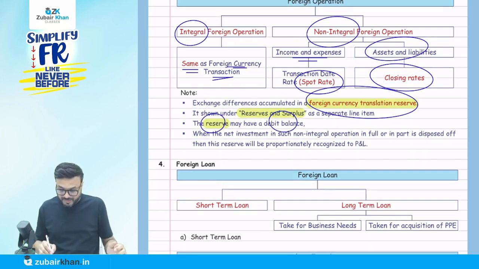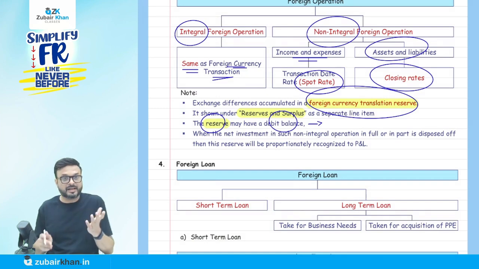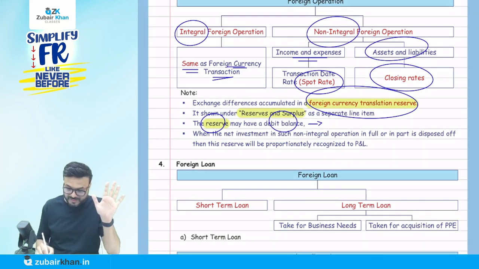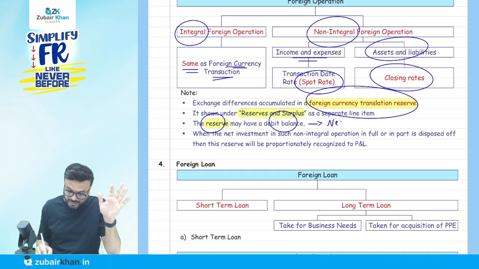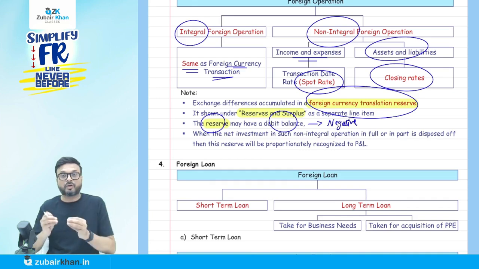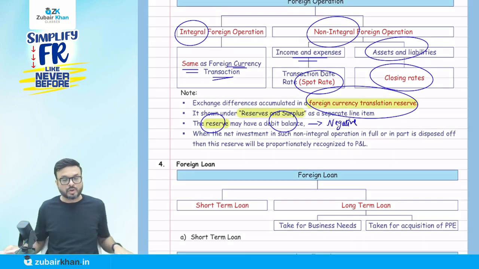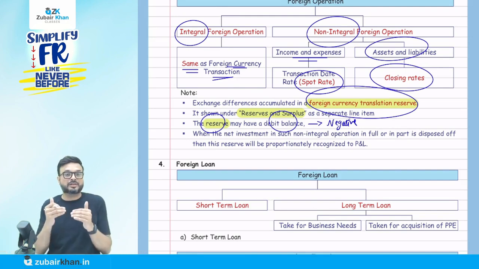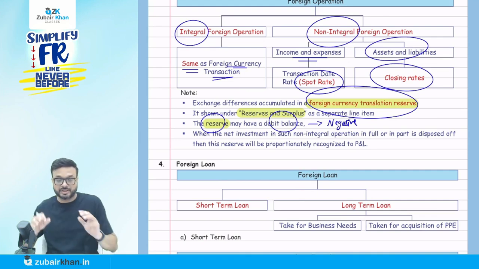So no problem. If it is a debit balance, can I record it on the asset side, because assets have a debit balance? No. If it has a debit balance, we will record it as a negative figure, a negative foreign currency translation reserve. So will it always be in my reserves and surplus? Yes, it will be in your reserves and surplus with the name foreign currency translation reserve.